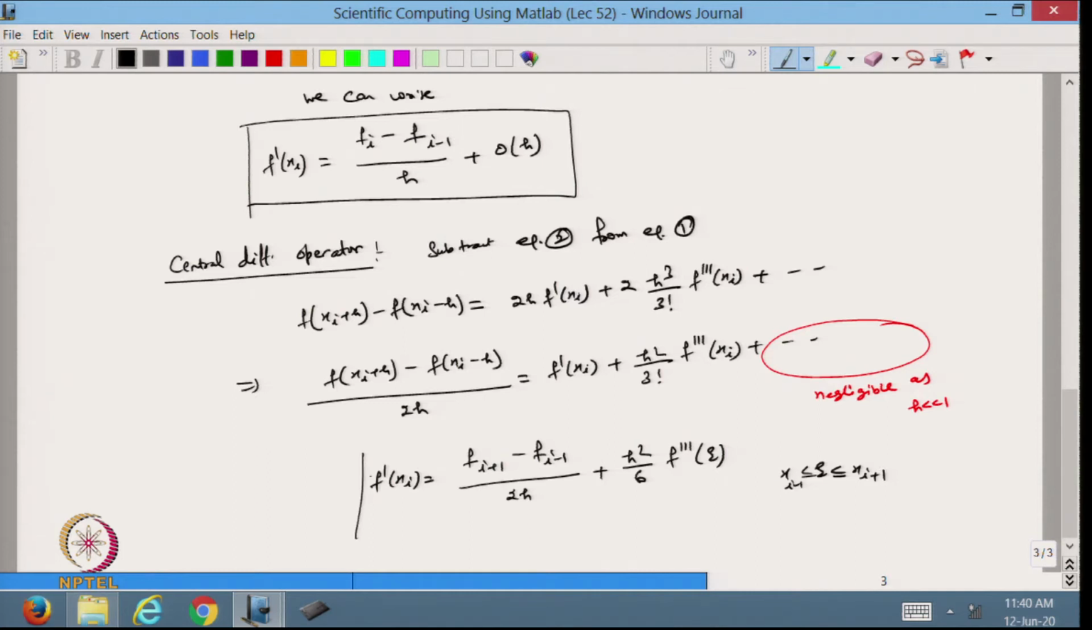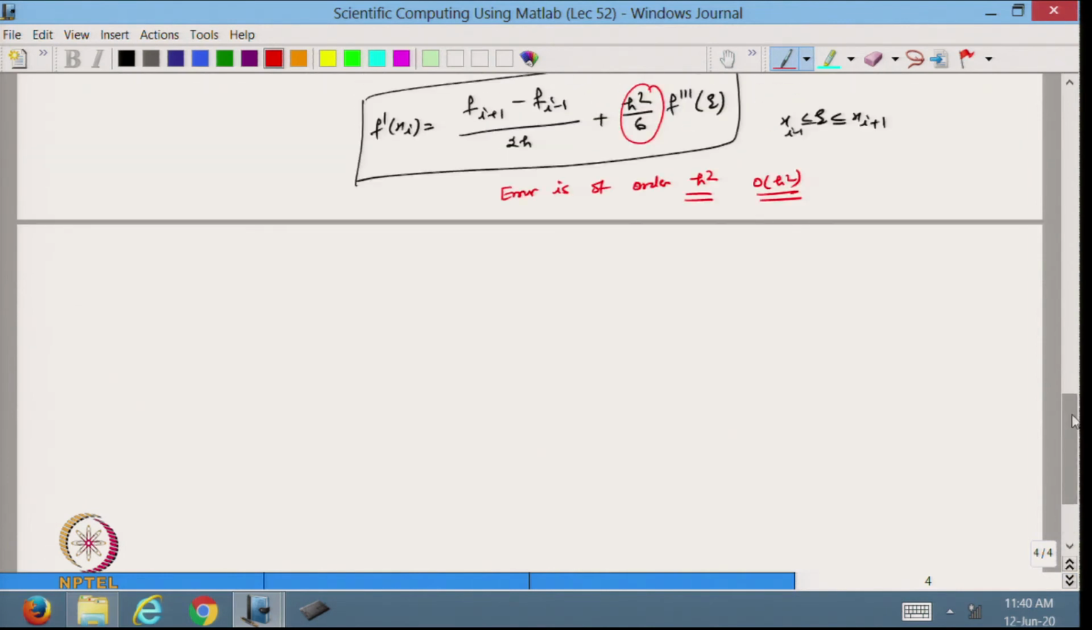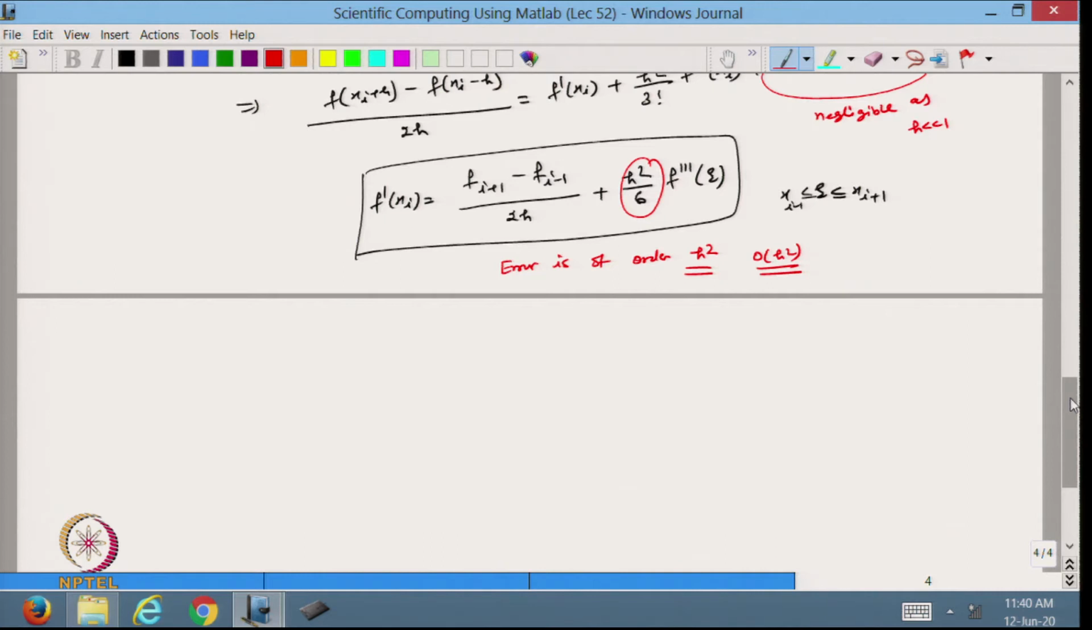So, from here I will get the central difference operator for the first derivative. Now, from here you can see that in this case my error is of order h square. So, when h is small, the error is very small. So, I can say that the central difference method will be better for finding out the first derivative for the given data. So, this is the way we can derive the first derivative.